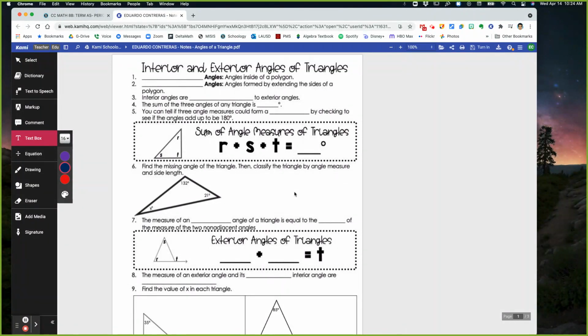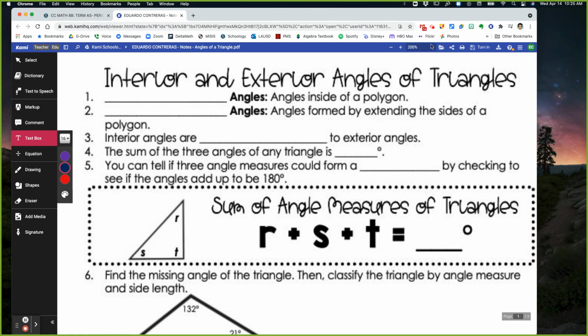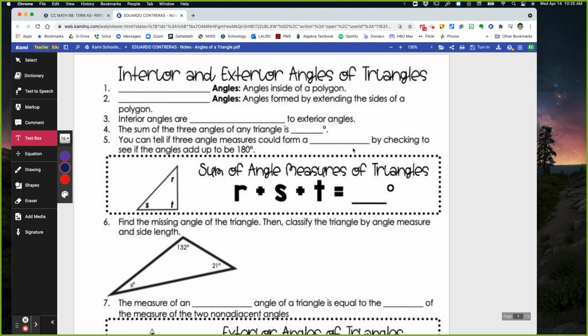Okay, so let's get started, guys. I'm going to hike this up to maybe 200%. That's too big. 150 then. And let's begin.